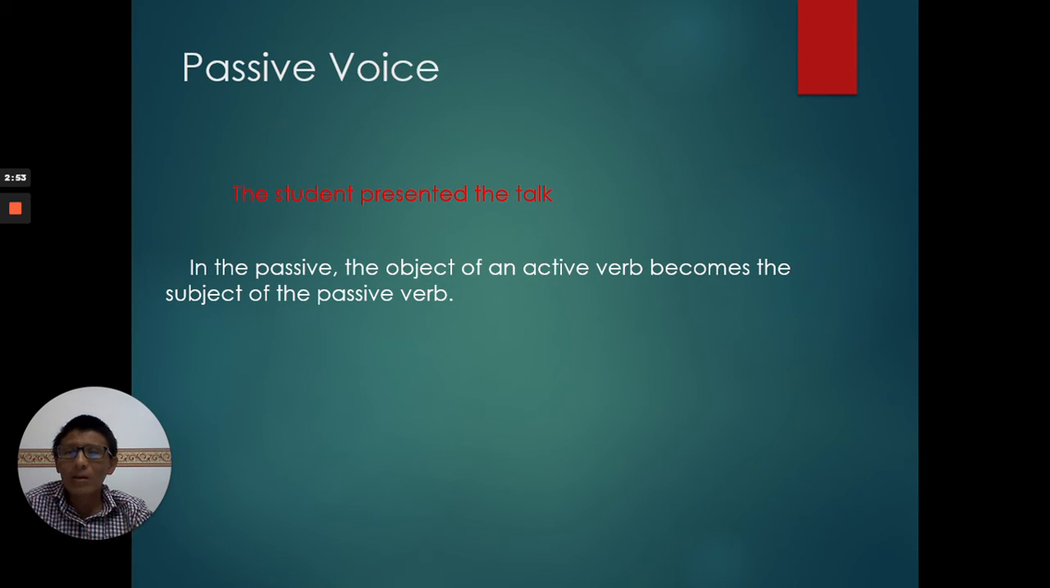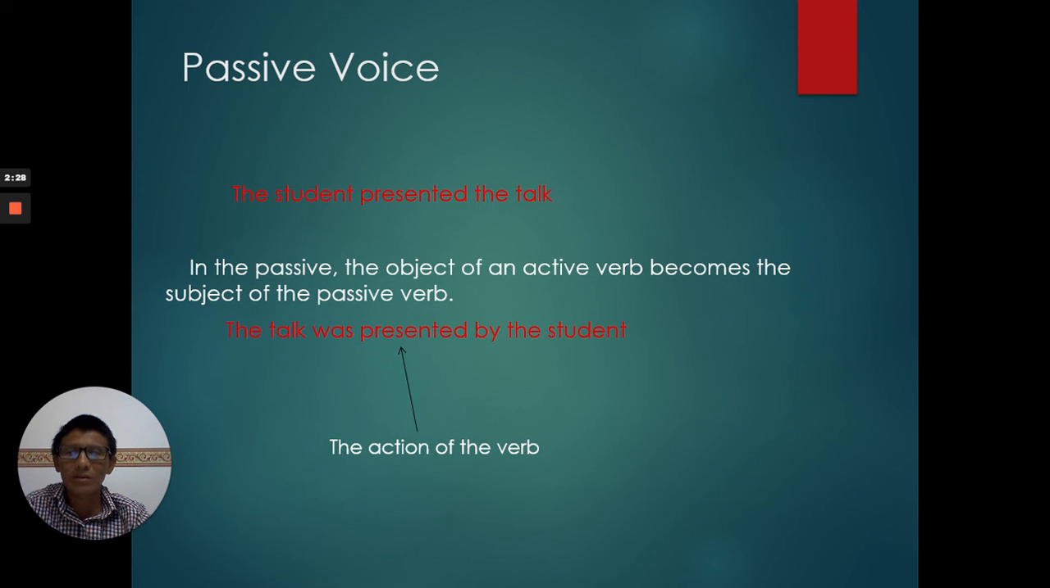Here we have the passive voice. Let's see an example. The student presented the talk. This sentence is written in active voice. Remember, in the passive, the object of an active verb becomes the subject of the passive verb. Here we have the sentence in the passive voice. That talk was presented by the student.